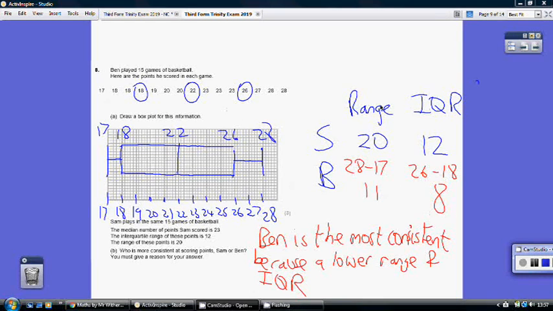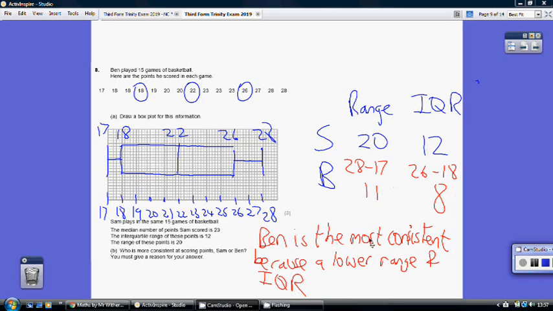Now, whether you've used range or interquartile range, you can see that Ben is getting the smallest of those. Now that means they're more consistent. You know, the smaller the range, the smaller the difference between your best score and your worst score, or between your lower quartile and upper quartile, the smaller the difference is, the more consistent you are.